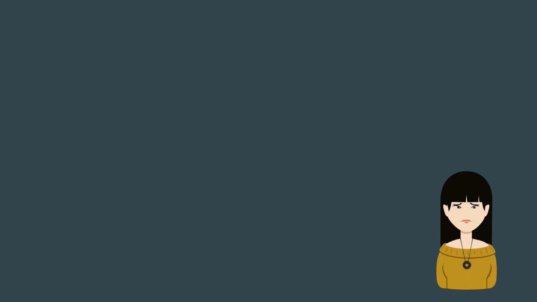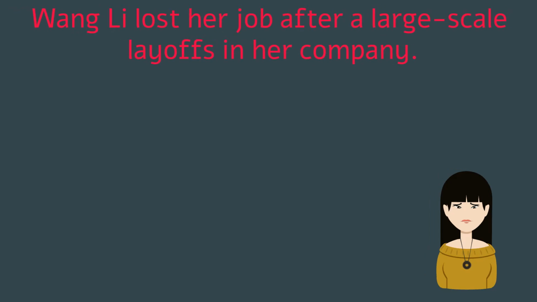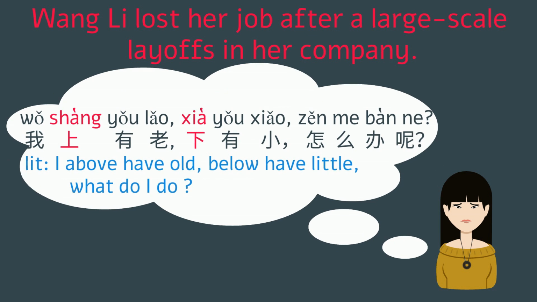This woman, her name is Wang Li. She lost her job after a large-scale layoffs in her company. She said this to herself. 我上有老，下有小，怎么办呢？ Literally, I above have old, below have little. What do I do? What does this sentence mean?